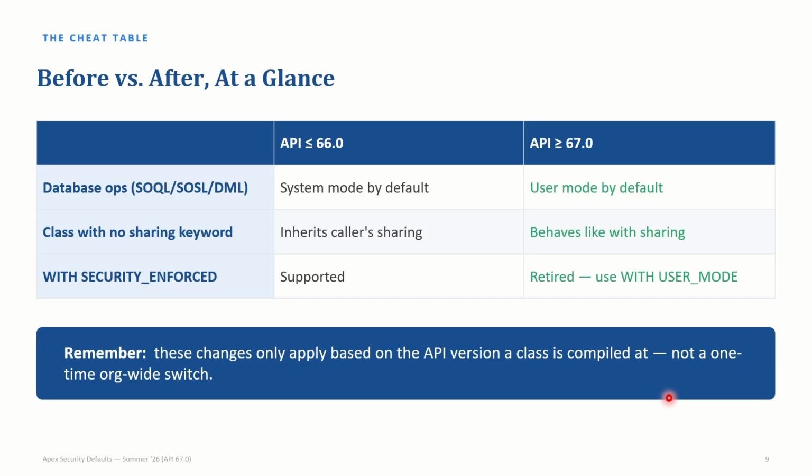So this is the glance. If you want to screenshot it, you can take a screenshot. This is API version up to 67 and then after 67. And to remember, it's not a one-time org-wide switch. It's an API version that you don't have to touch if you want to run your system smoothly, or evaluate the things, correct them, and then move to version 67.